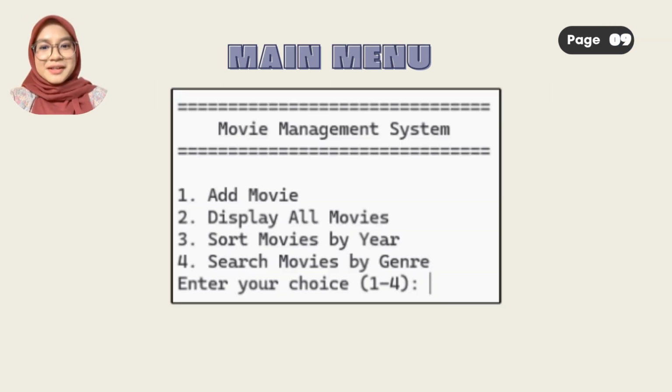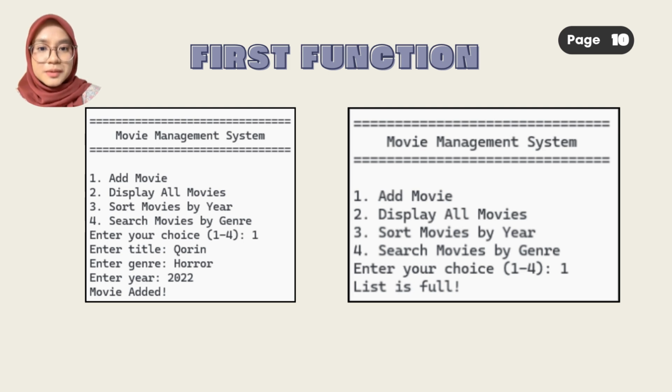Thanks, Muqarrabin. If you look at page 9, this is the command line interface a user sees when they launch the application, offering a clean numeric menu to control their library. Moving to page 10, let's look at our first function, adding a movie. Here, the user interactively enters the title, genre, year, and rating.